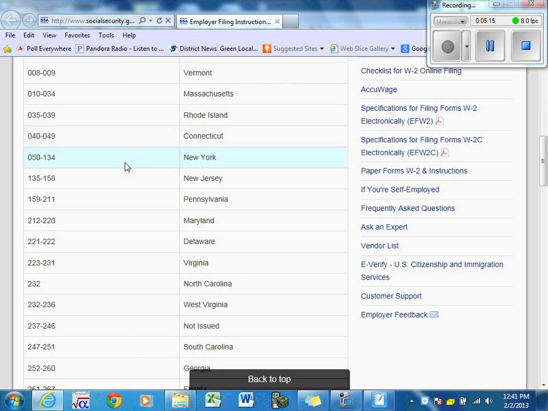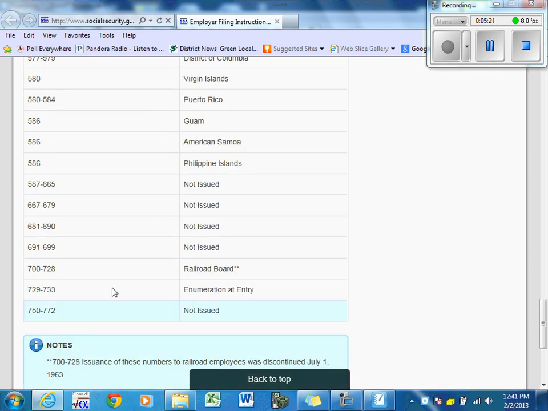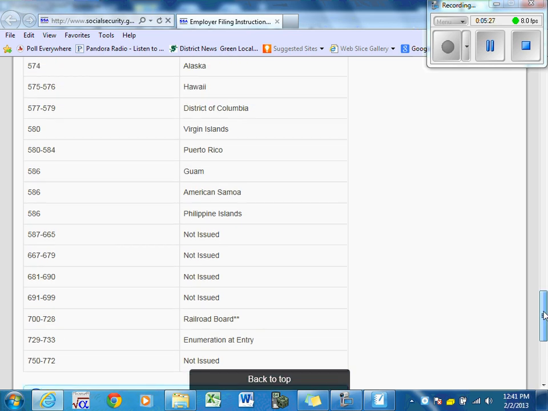And you can see there's a few here that are not issued, 237 to 246. There's some all the way down at the end here that are not issued also. I should note that this list is old.